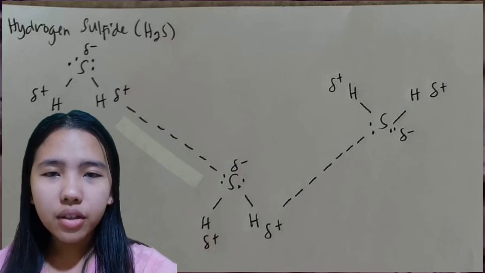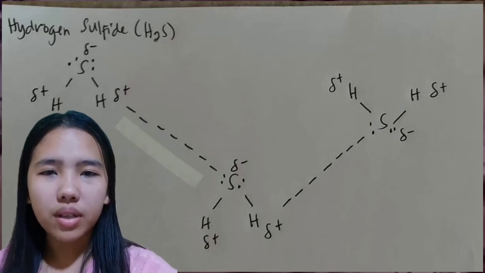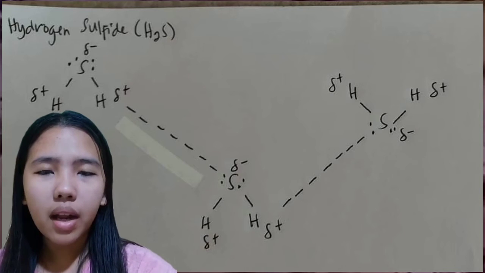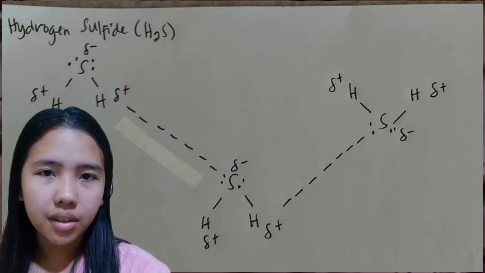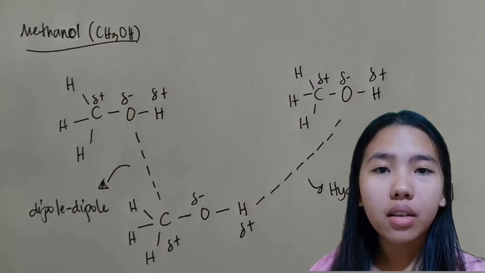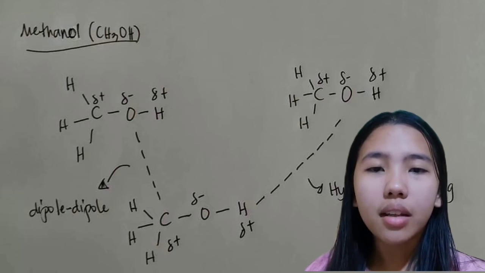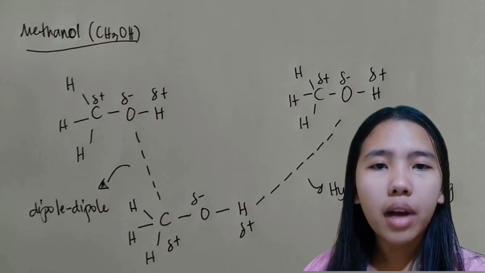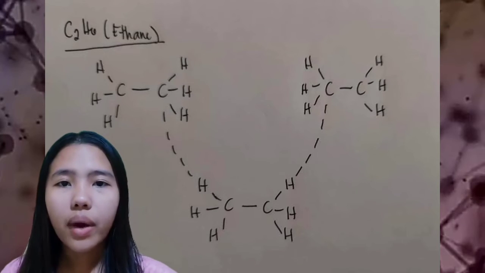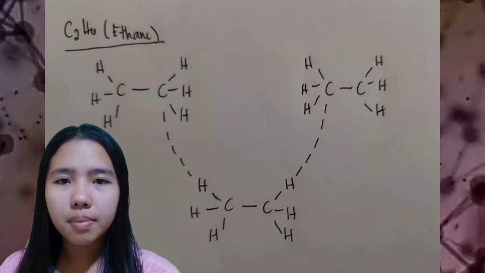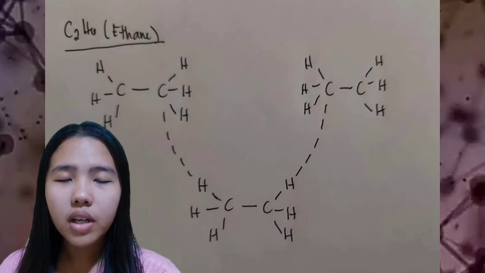Examples of intermolecular forces present in some molecules. H2S or hydrogen sulfide: London dispersion force. By default, every compound will have this force of attraction with every molecule, and dipole-dipole attraction. Methanol or CH3OH: London dispersion force, dipole-dipole attraction, and hydrogen bonding. C2H6 or ethane: London dispersion forces. It is a non-polar covalent compound and has no other intermolecular attractions.